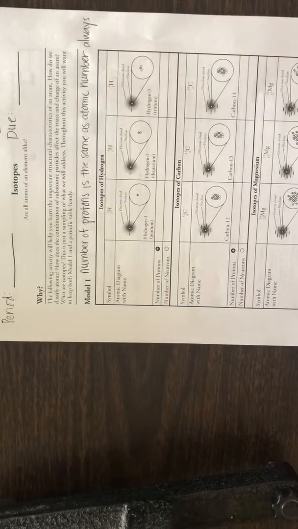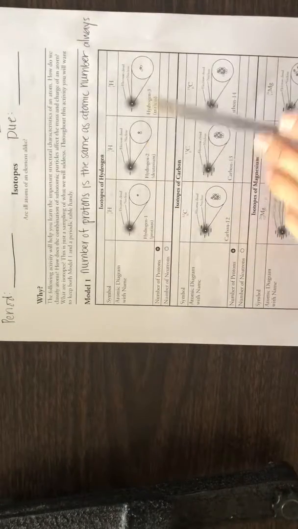Okay, this is Thursday, August 30th assignment, and this is over isotopes. So for your quiz tomorrow, you need to know about isotopes, atomic numbers, protons, electrons, and neutrons. If we don't finish this assignment, it is homework. Okay, so model 1. This is going to be about isotopes.